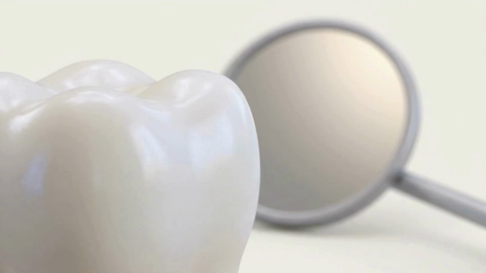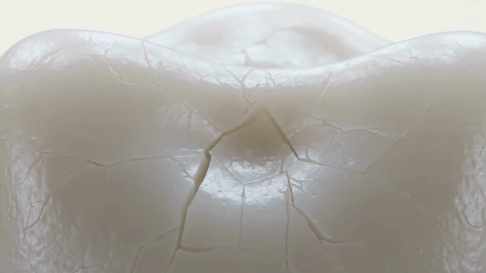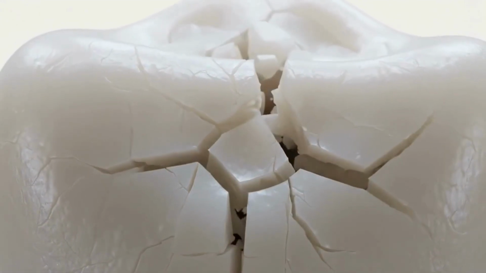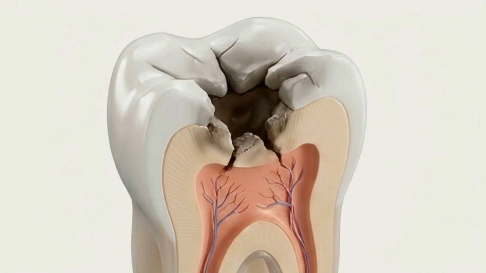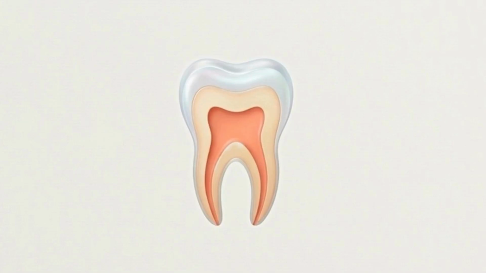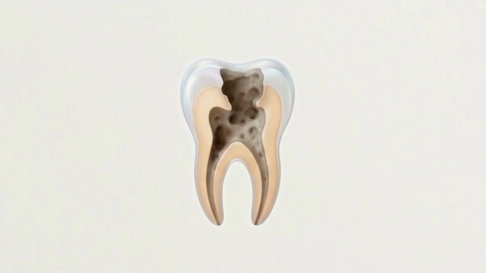Biology can win this fight and repair the damage, provided the acid attacks are stopped and the minerals are replenished before the structure collapses. If the acid attacks are too frequent, the saliva cannot keep pace. The outer defenses are eventually overwhelmed, and the weakened enamel structure collapses entirely. This collapse creates a physical breach, a cavity. What was once a solid protective barrier has become an open sinkhole, hollowing out the tooth from the inside.